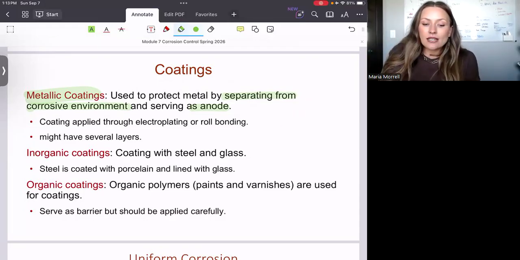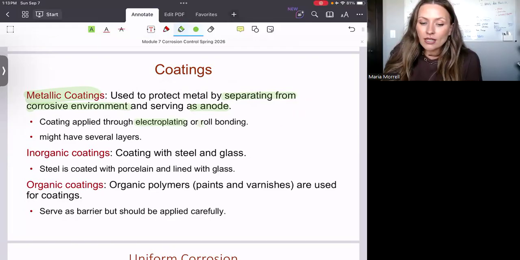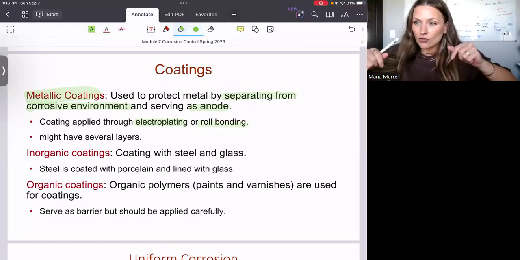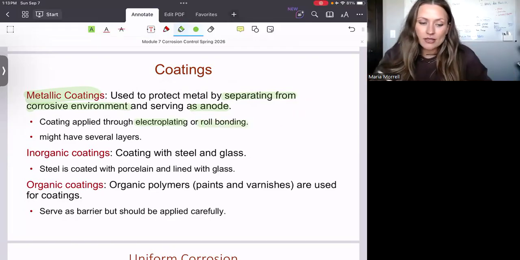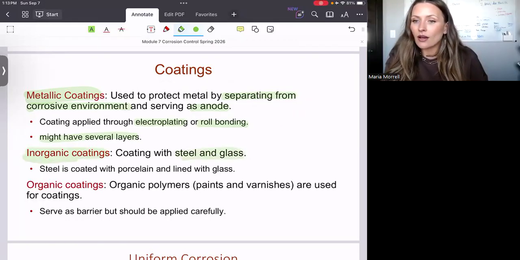Now, usually such coating is applied through electroplating. We've already seen it. It's just like using the galvanic cell, or it can be roll bonding. You roll it and this is how it picks up. It could have several layers. Now, let's look at the inorganic coatings. For example, very common, we take the steel and we coat it with glass.